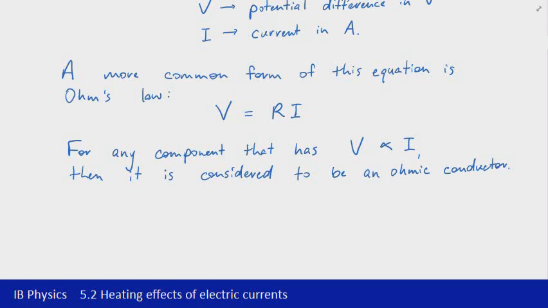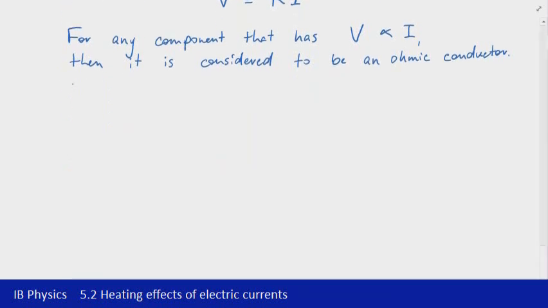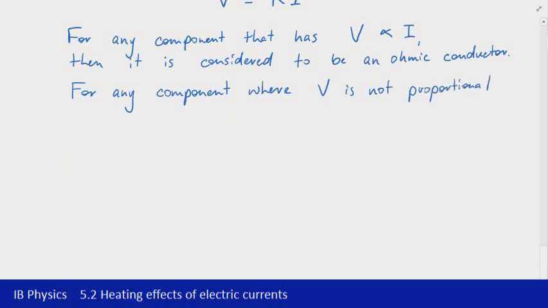Now while resistors follow Ohm's law in that V is proportional to I, not all components do. So for any component where V is not proportional to I, we would consider them to not be ohmic conductors, and they would be known as non-ohmic conductors. And there are a number of those sorts of components. The easiest one to identify would be a filament lamp. So we'll have a look at that in Yanker, and we'll have a look at a few others in class. But the main thing here to be aware of is that if there is not a proportional relationship between current and voltage, then the component is considered to be a non-ohmic conductor.